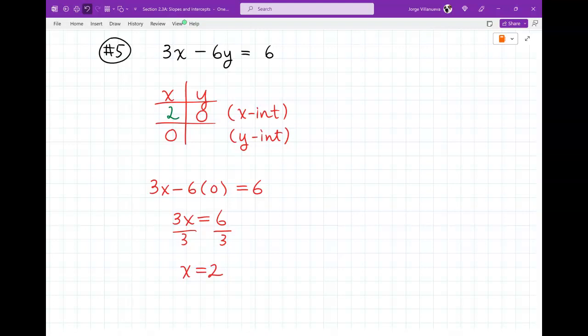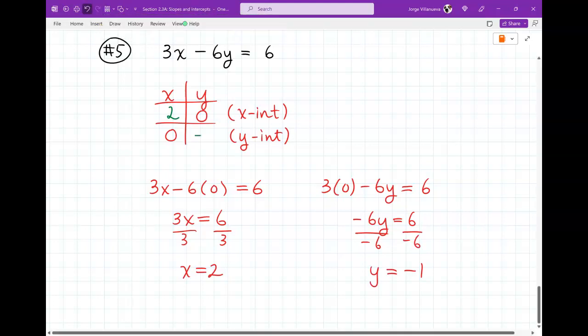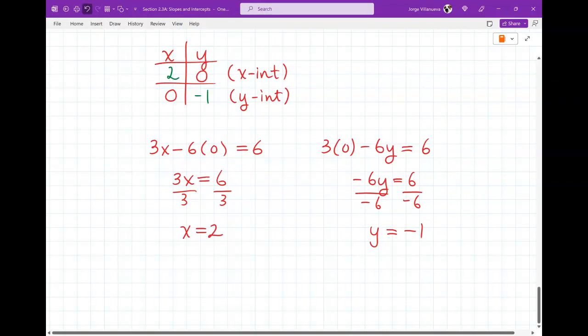Okay? I have the point 2, 0. All right, let's do the y-intercept. For the y-intercept, I'm going to plug in 0 for x. So 3 times 0. Again, I'm just using the top equation. Minus 6y equals 6. Well, 3 times 0 goes away, so I just have negative 6y equal to 6. And if I divide both sides by negative 6, what do I get? I get y equal to negative 1. So I'm going to put negative 1 right there. Okay, so I'm done. I found my x-intercept. I found my y-intercept. I'm going to write it out nicely.